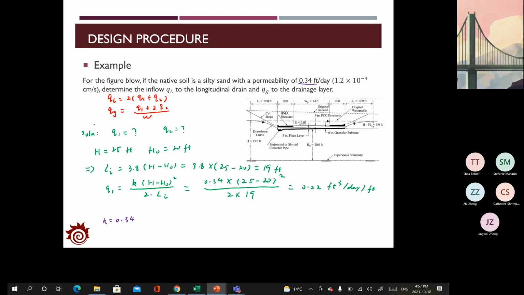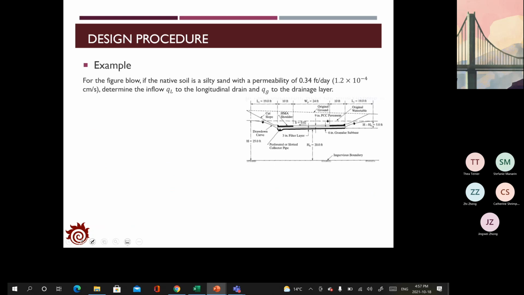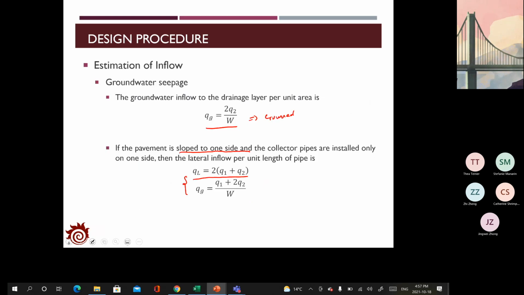And then we need to calculate the value of Q2. So for Q2, we don't have any equation to calculate Q2 directly, but we can recall the graph that we introduced.